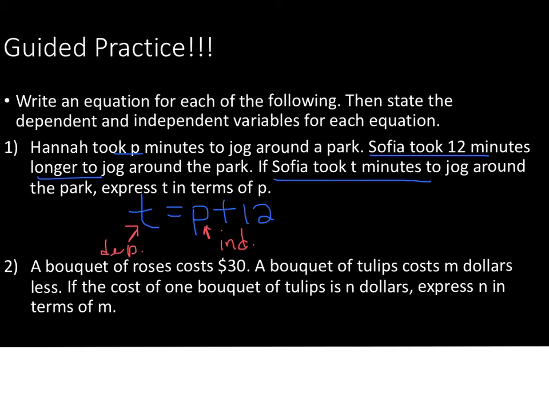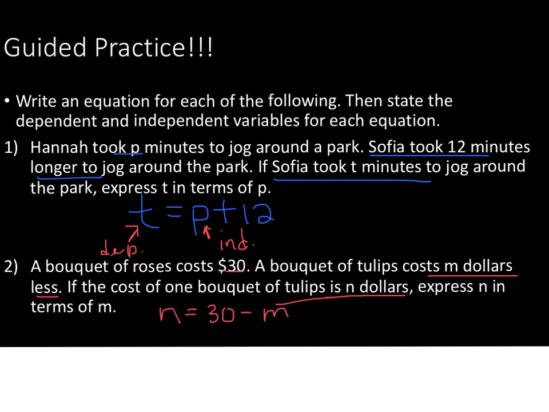It says a bouquet of roses cost $30. A bouquet of tulips cost M dollars less. If the cost of one bouquet of tulips is N dollars, express N in terms of M. So again, we know that the bouquet of tulips is M dollars less than 30, and we also know that the bouquet of tulips is N dollars. So we're going to say N equals 30 minus M.